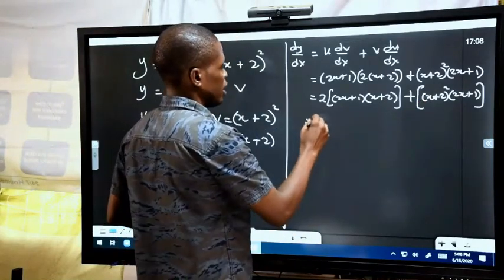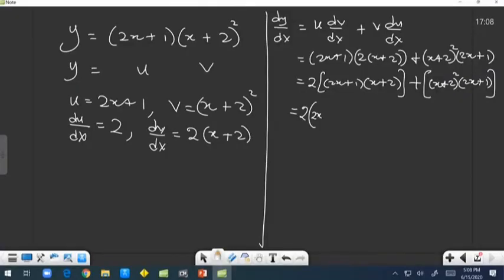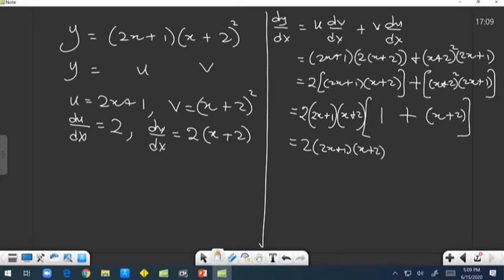So we can bring out those terms and say 2 in bracket, 2x plus 1, close bracket, open another bracket, x plus 2, close the bracket, open a bigger bracket. We have 1 here, plus, this term here will disappear, so we have a smaller bracket, x plus 2, close brackets. So we simplify that, and that will give us 2 in bracket, 2x plus 1, x plus 2, and 1 plus 2 will give us 3, so we have x plus 3.